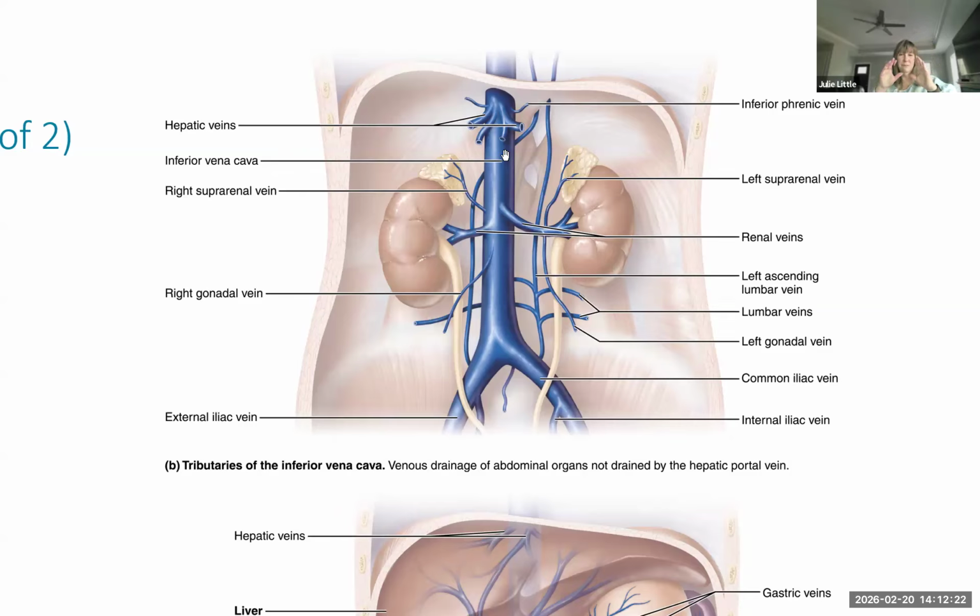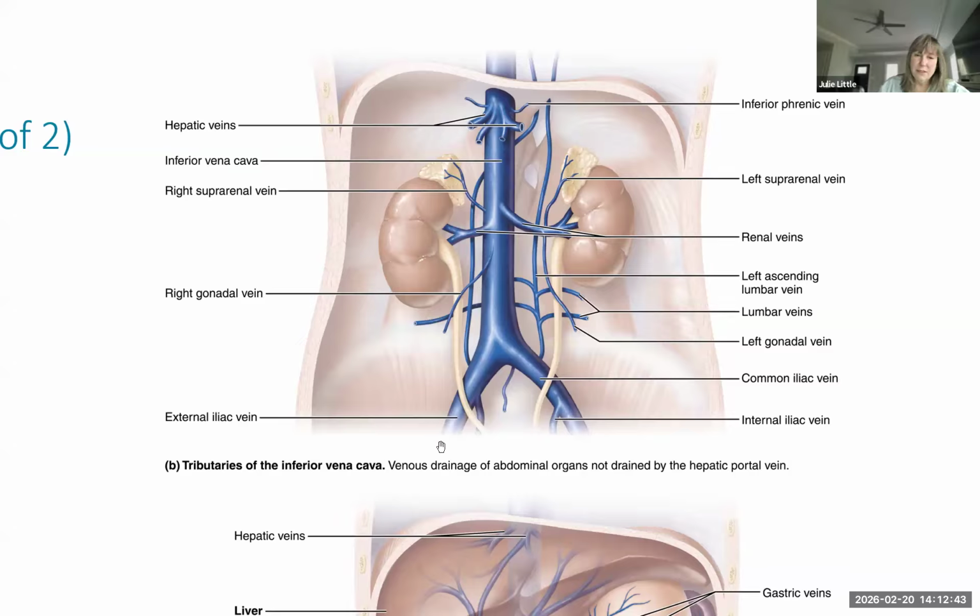In this picture, we're not showing any of the veins of the hepatic portal system. We're just showing the inferior vena cava and what drains directly into the inferior vena cava. When we get to the hepatic portal system in the next picture, we're going to be draining into the liver, from the guts to the liver. It's a very strange situation.